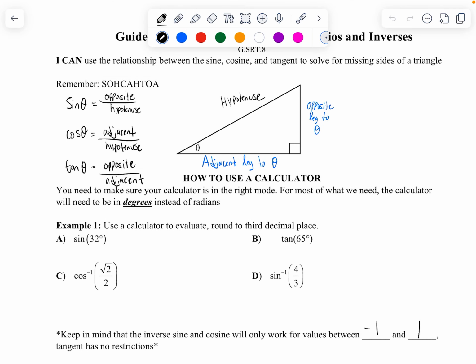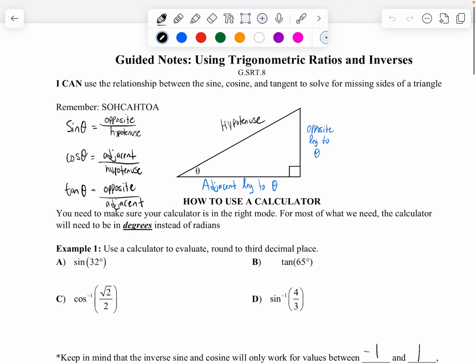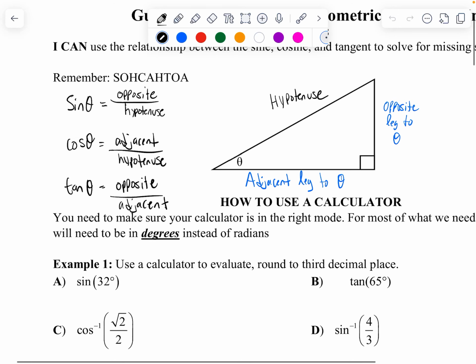Hello and welcome. So we're going to be talking about trigonometric ratios and their inverses today. So just a reminder on some important things we're going to need to know.